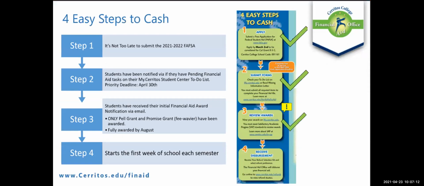Alrighty, so the 4 easy steps to cash. Hopefully by now you are a little bit more familiar with the 4 easy steps. It always starts with step 1, which is to apply. Our priority deadline is March 2nd, which is the Cal Grant deadline. So that March 2nd deadline has now passed.